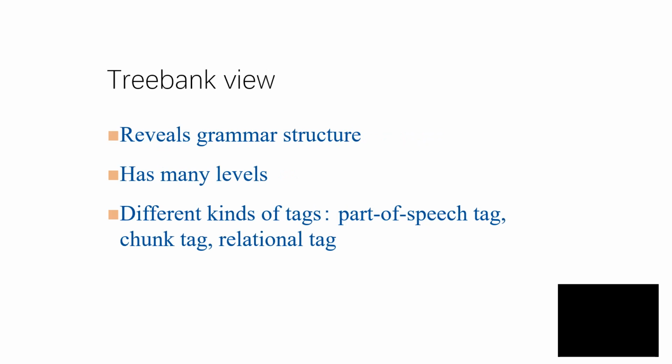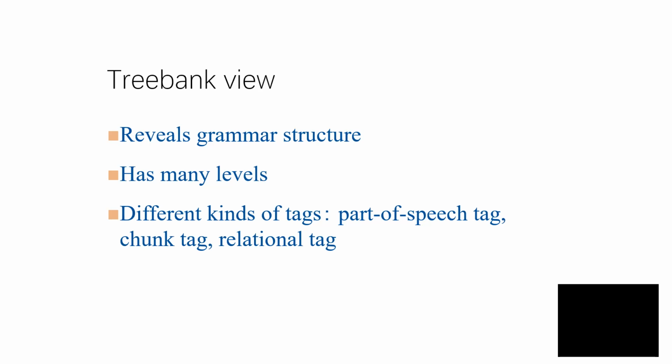Now I will introduce a little about the tree bank view. The tree bank view reveals the grammar structure of a sentence, and it has many levels. It's like a tree. It has some shallow levels and some deeper levels. For example, on top, the whole sentence is a level. And when it goes deeper, each word in the sentence is a level. And this word level is usually very deep.